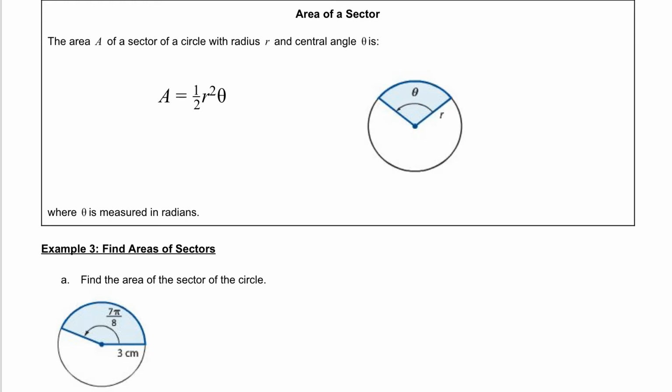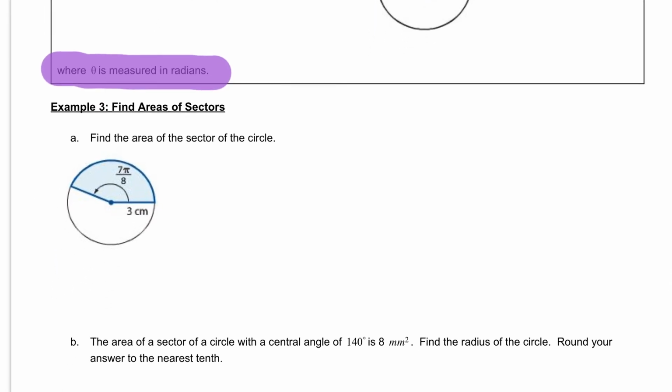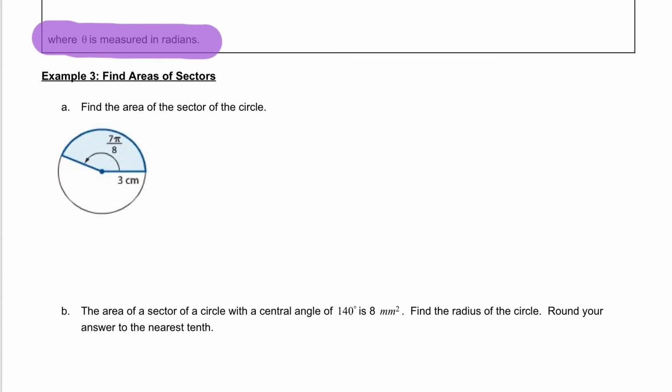The other thing to remember, just like before, is theta is measured in radians. So we have to be very careful with that one. So let's move down to our example 3. And it says find the area of the sector of the circle. So remember that our formula is A equals 1/2 r squared times theta.